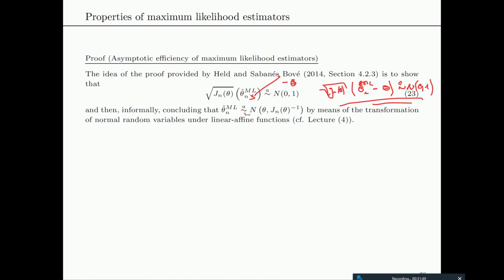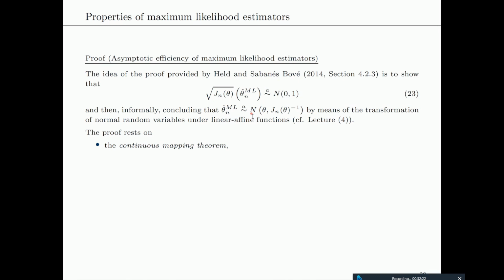However, we let that fall under the table, and intuitively, if square root Jn theta times theta ml minus theta is distributed according to standard normal distribution, then theta ml is distributed according to a normal distribution with this expectation, this variance. The proof, however, is concerned with this entity. So formally, you would have to, from this and the properties of asymptotics, go here. Now, to show that this holds with our little minus theta in there, one needs a couple of things.